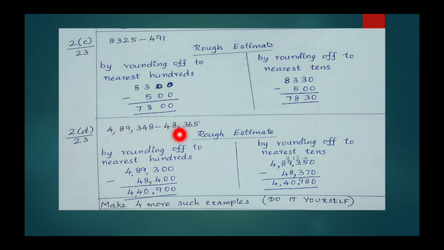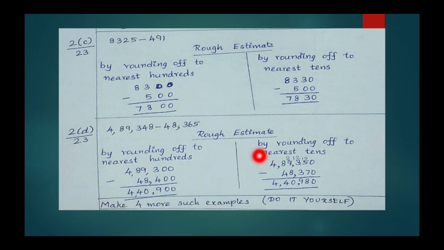4,89,348 minus 48,365. By rounding off to nearest hundreds, 4,89,300 minus 48,400. See, 348 has been rounded down to 300. 365, which is greater than 350, so it has been rounded up to 400. All other digits in thousands place, 10,000 place and lakh place are not getting any change. Find the difference, write the answer.